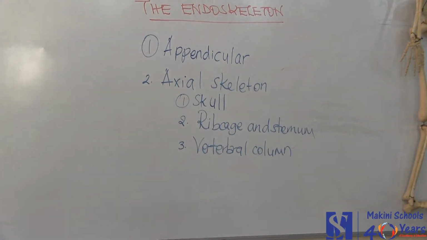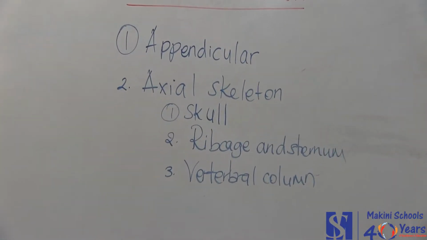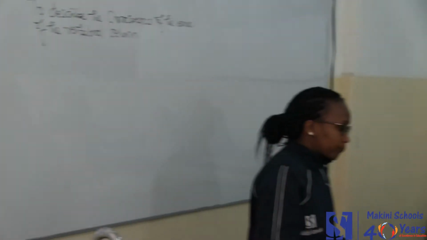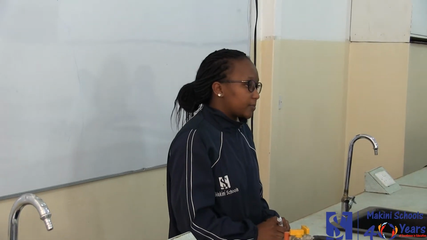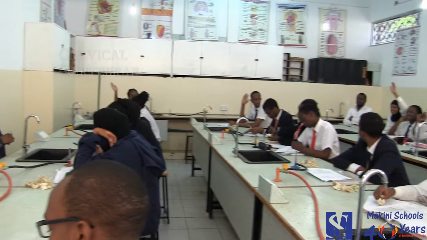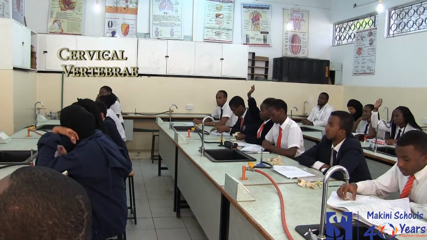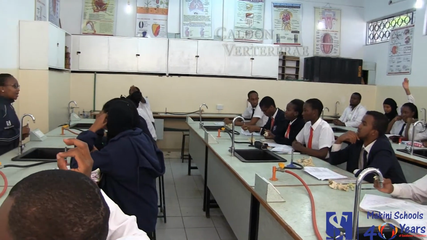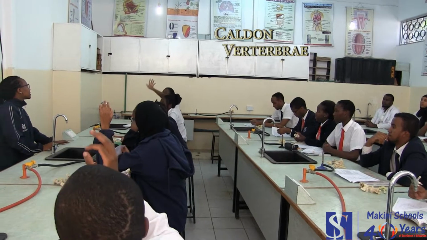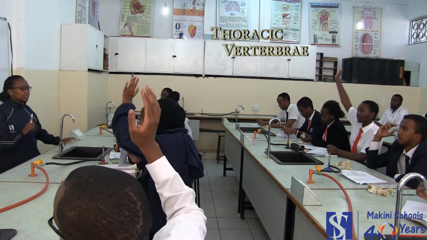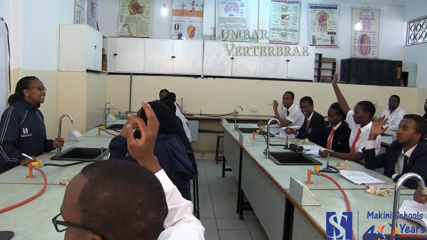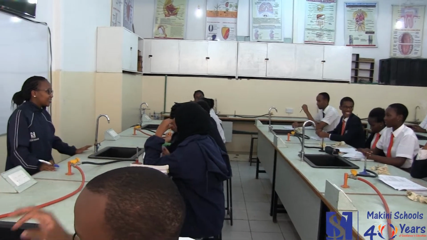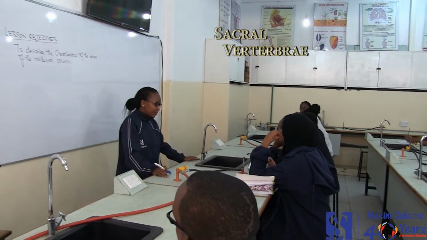So we're going to now look at the vertebral column. So the vertebral column consists of bones called the vertebrae, and there are 5 types. So which are the 5 types of bones? Yes, Crystal? The cervical vertebrae, the caudal vertebrae, the thoracic, yes, then lumbar, okay. Then Dina? The sacral. So those are the 5.